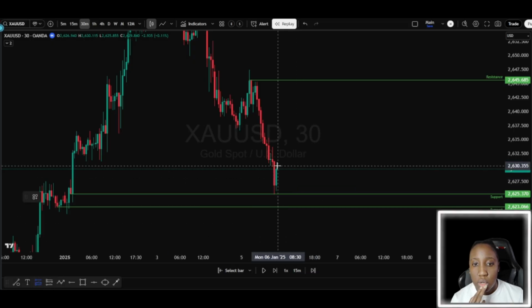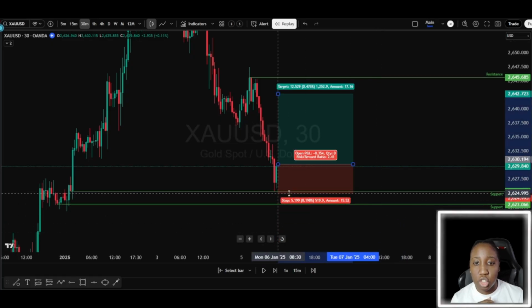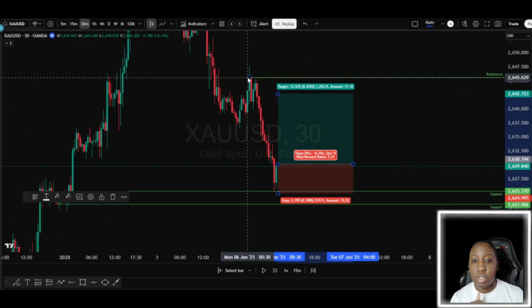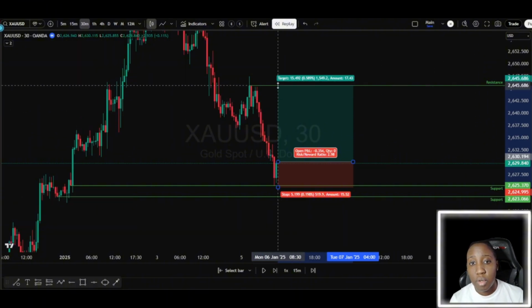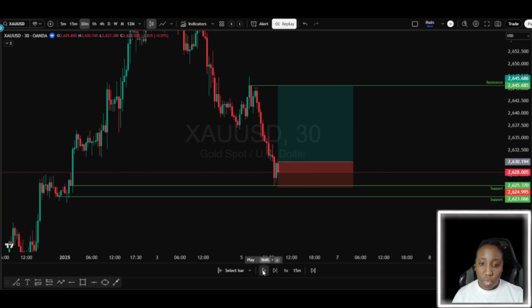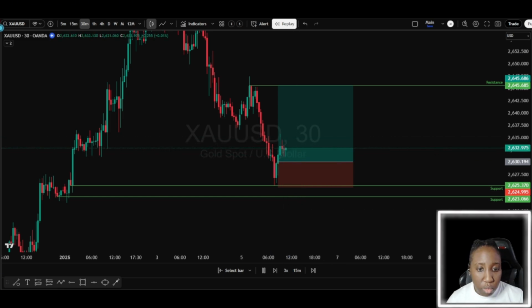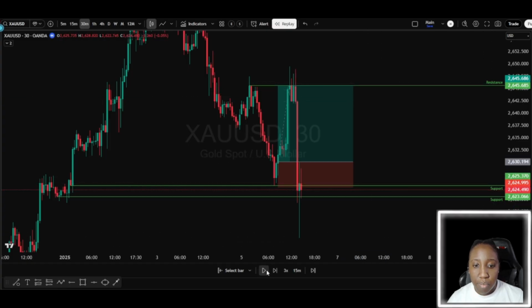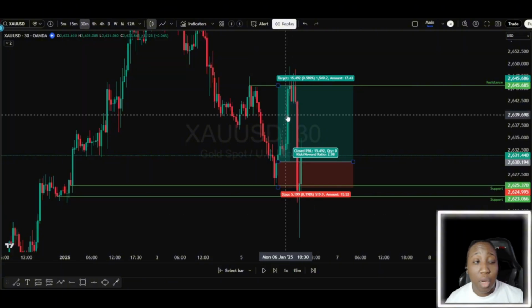So this would be the trend continuation. Got a resistance, got a support, got a bullish bias, or at least a range bound bias. And let's see how this one plays out. Oh shit. Damn, did it too fast. But that one did play out.